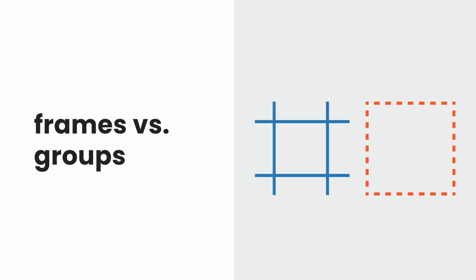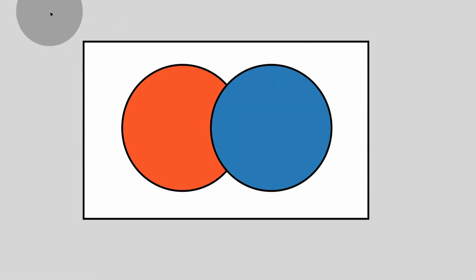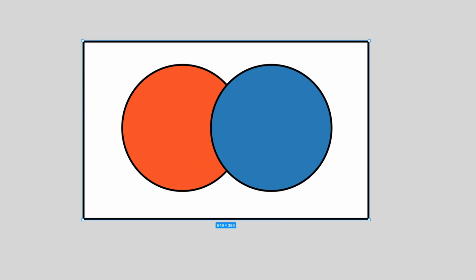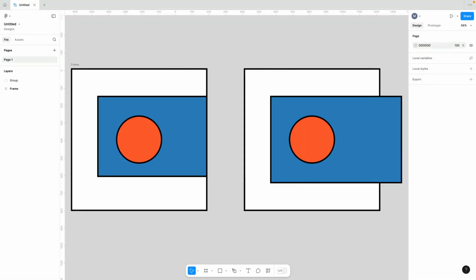So the next question you'll probably have is, why frames and not just groups in Figma? Because in Figma, we could simply group elements by selecting them and hitting Command and G. So let's have a closer look at this.